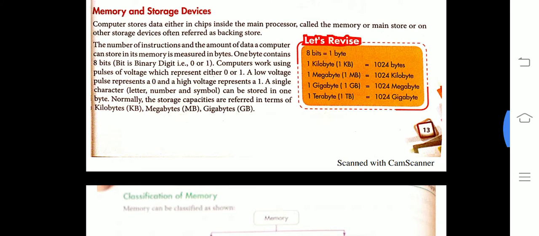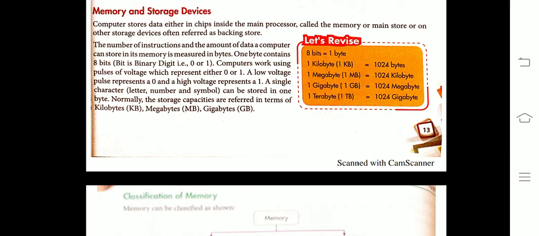So this is the memory hierarchy. In this we have to understand that computer stores each and everything in the form of current. So the low voltage represents 0, high voltage represents 1. A single character can be stored in 1 byte. Normally kilobyte, megabyte, gigabyte, petabyte, yottabyte. So you have to understand all these things.